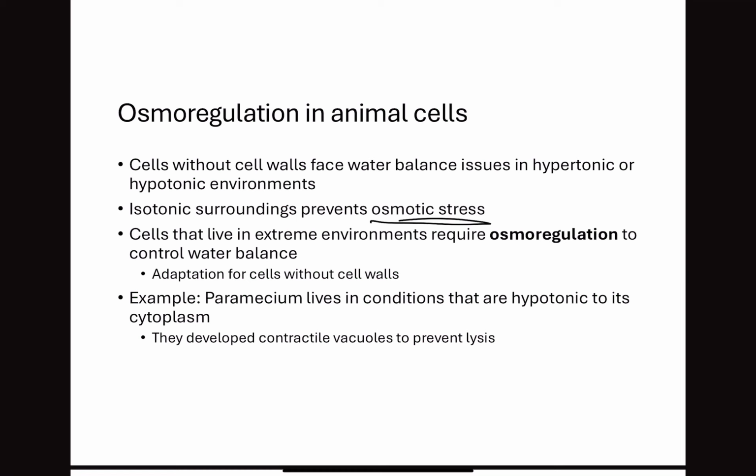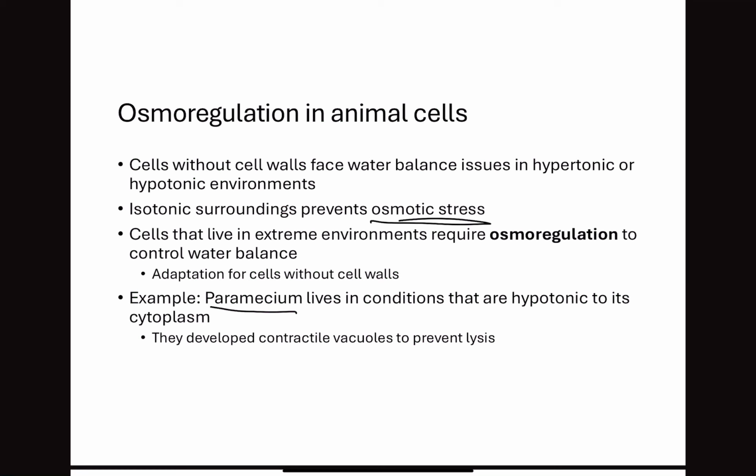So we have adaptations that are going to help us with osmoregulation because we don't have cell walls to protect us. So for animals and organisms without these cell walls that are living in solutions that are hypertonic or hypotonic relative to them, they have these osmoregulatory adaptations that are going to control water balance. And an example of this is going to be paramecium. And if you remember, paramecium, it is a protist. It's a freshwater protist.